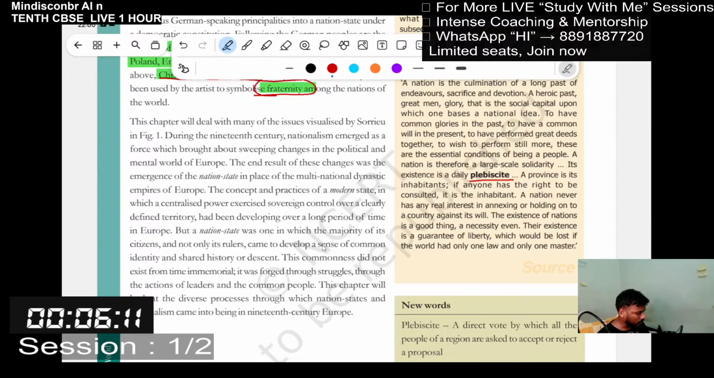But a nation state was one in which the majority of its citizens and not only its rulers came to develop a sense of common identity and shared history or descent. This commonness did not exist from time immemorial. It was forged through struggles, through actions of leaders and the common people. This chapter will look at the diverse processes through which nation states and nationalism came into being in 19th century Europe.